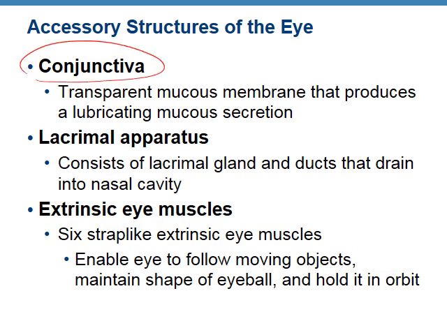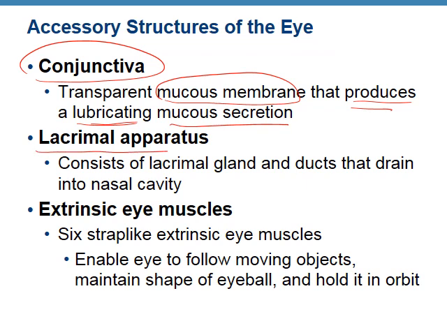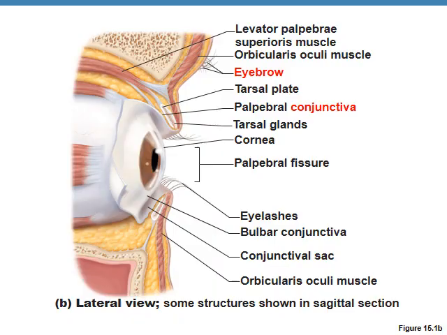We have something called the conjunctiva. You might have heard of conjunctivitis, right? But this is a mucous membrane that produces a lubricating mucus secretion. Keep your eye moist, right? We also have the lacrimal apparatus. So this is the lacrimal gland and the ducts that drain into the nasal cavity. I have an image coming up. And then we have our 6 eye muscles that allow us to track objects, maintain the shape of the eyeball.